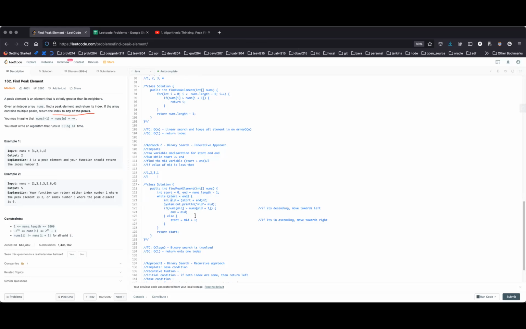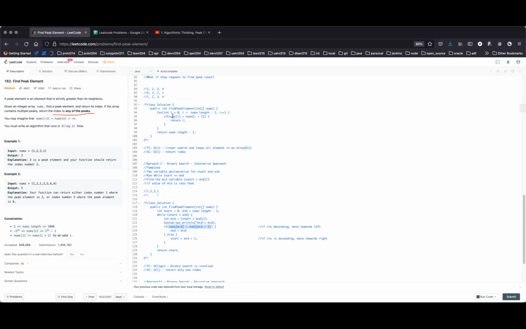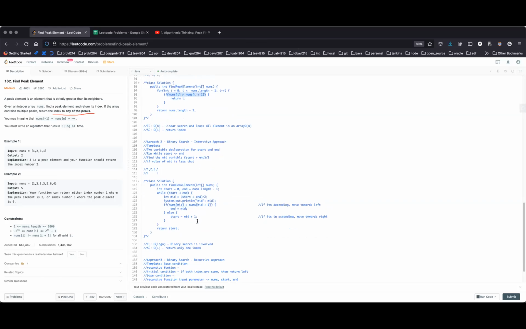Now we start to slice it, so we need to find the mid. Here we are just summing up start plus end and dividing by 2, and then we find the mid. This is our regular condition. We then find out whether the mid element is moving towards the ascending way. If it is ascending, then we go towards that and find it.